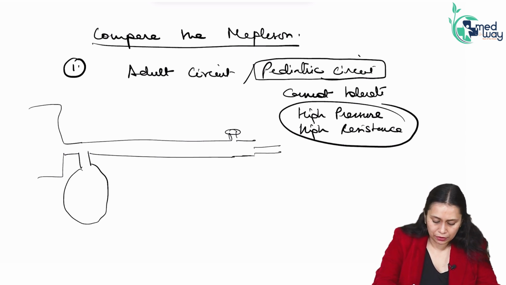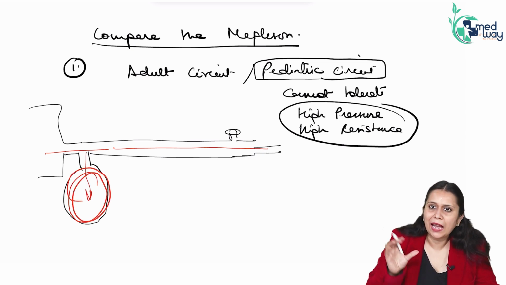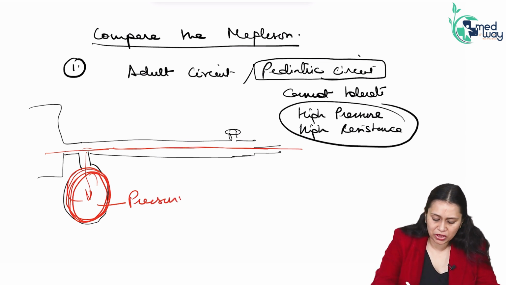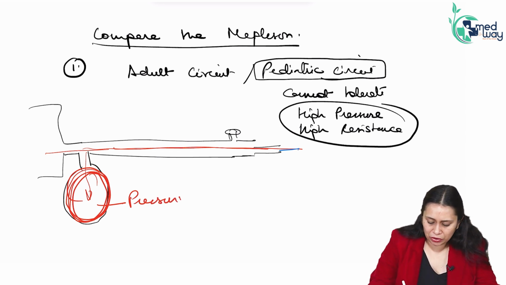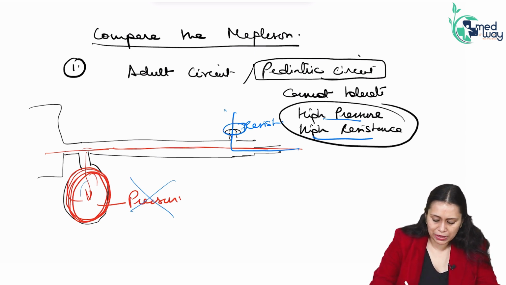From machine end, the fresh gas goes towards the patient, right? When the gas goes into this bag, the bag expands. I squeeze the bag, the gas reaches the patient with a positive pressure. So this bag is causing pressure generation. And when the patient expires, the expiratory gases have to go out through this valve. And this valve is offering resistance. So this high resistance and high pressure is because of this valve and this bag. So I remove both in pediatric.